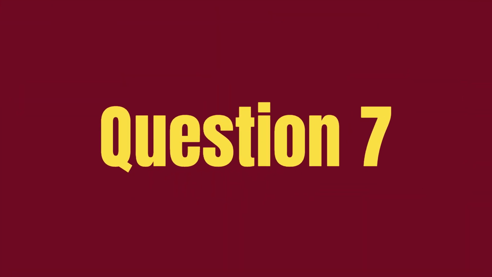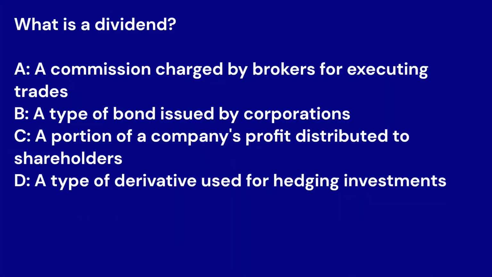Moving on to question number 7. What is a dividend? Option A. A commission charged by brokers for executing trades. Option B. A type of bond issued by corporations. Option C. A portion of a company's profit distributed to shareholders. Option D. A type of derivative used for hedging investments.